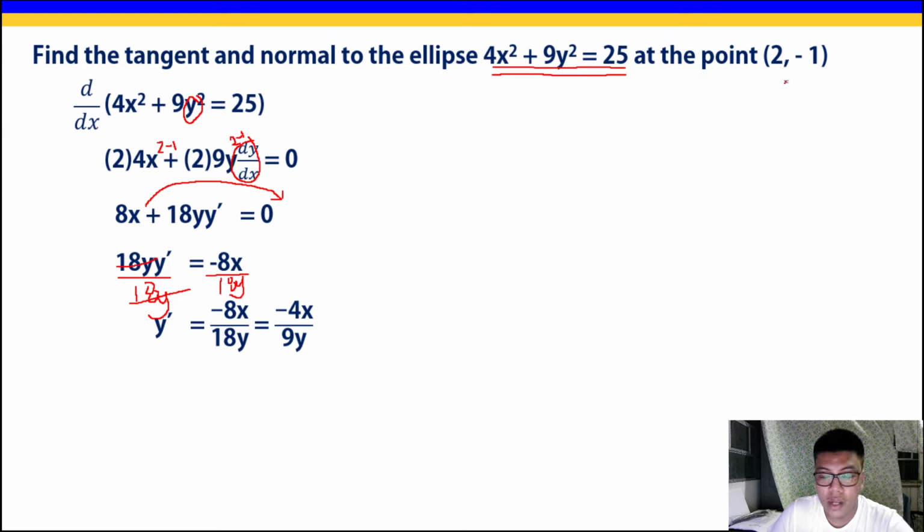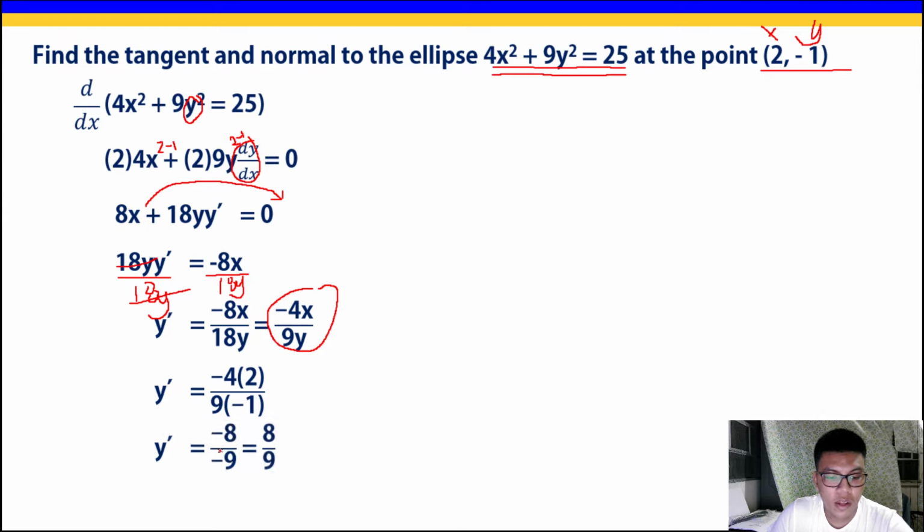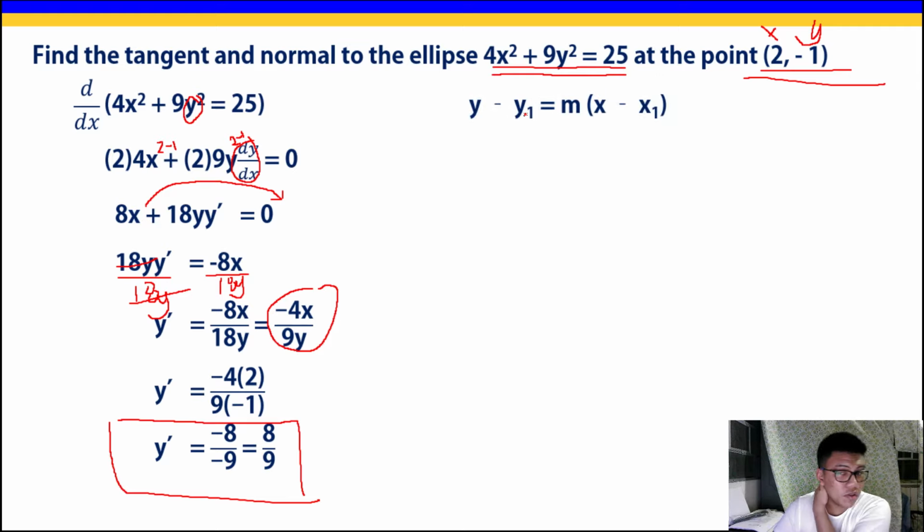So ngayon, ipasok natin yung values na to, no? So x and y yan, di ba? Okay? So we have y sub 1 is equal to negative 4 times 2 all over 9 times negative 1. So we have negative 8 all over negative 9. So negative, negative, we have positive. So naging positive 8 over 9. So okay na. Meron na ngayon tayong slope at meron tayong point.